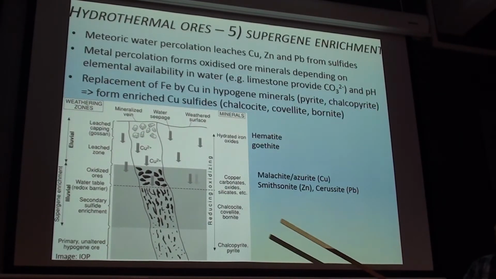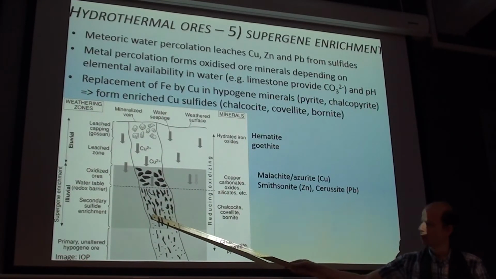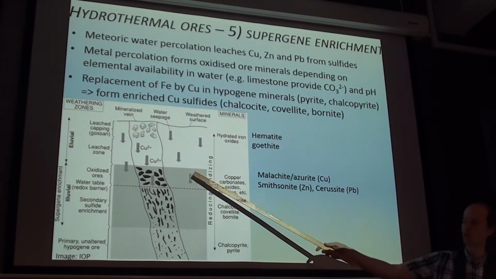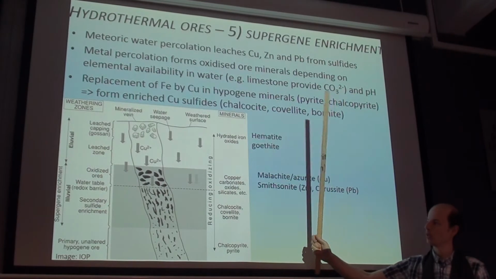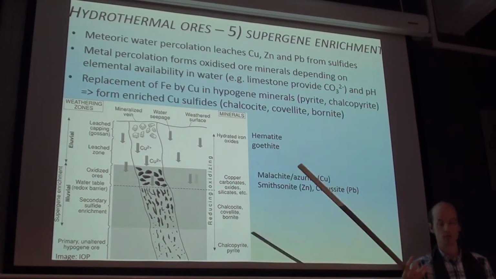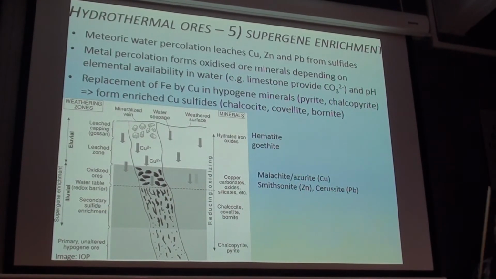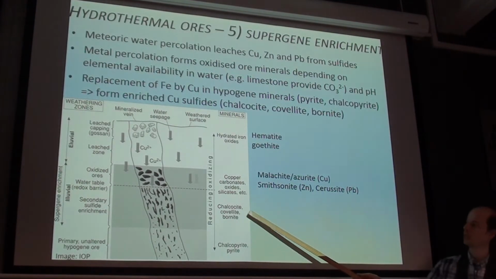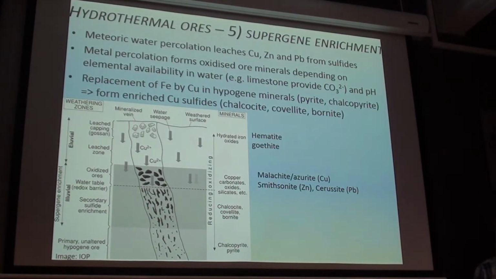And then further percolation down would then react the same fluids and substitute the iron in the original pyrite, chalcopyrite, with copper, and hence forming these enriched copper sulfide minerals.